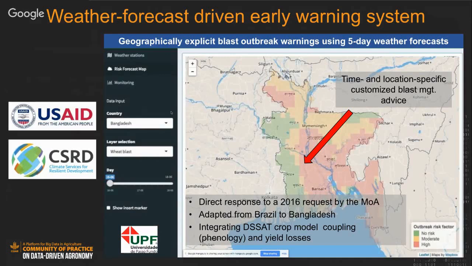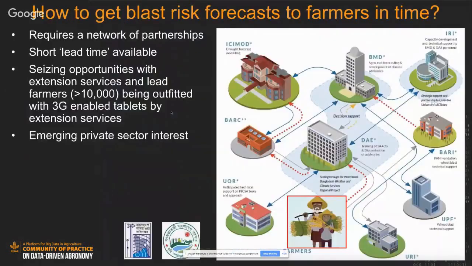And I should mention also, we're working with the big data platform community of practice on crop modeling, which also supported work to integrate the DSSAT crop model and couple it into this so we can actually give predictions of yield losses as well. And that is under development. But we still need to get this information rapidly to farmers. And in order to do that, we're sorting out at this point in time how we want to do that.